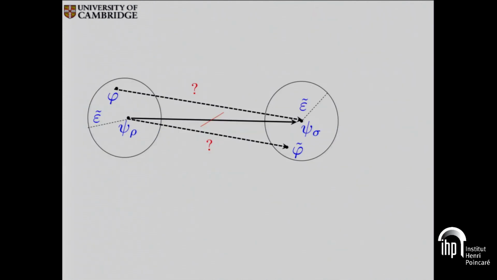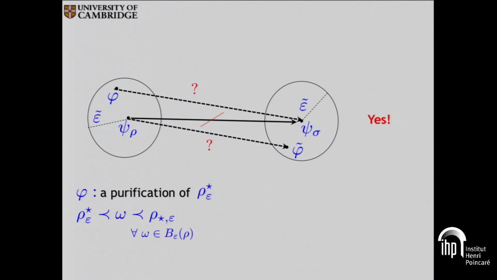So let me draw a figure. Here's psi rho and psi sigma, and this transformation is not allowed by LOCC. You can't do this via LOCC. And so you ask, is there some state phi close to psi rho such that you can go to psi sigma? Or is there a state phi tilde close to psi sigma which you can come to from psi rho? And the answer is yes. And what is this state?